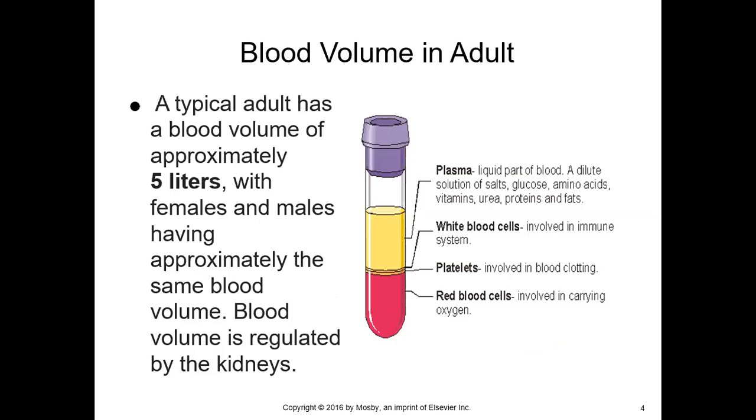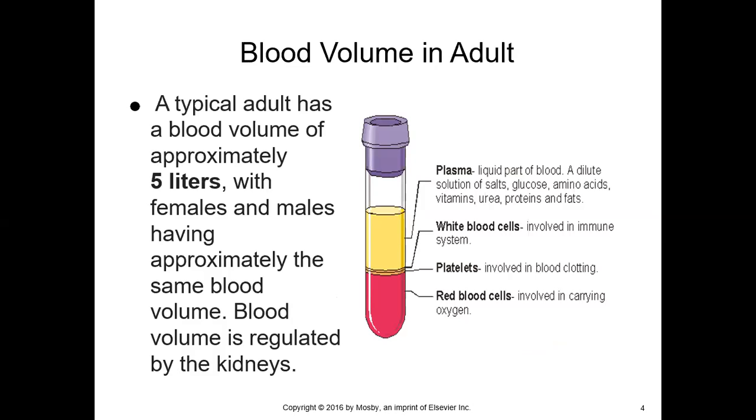So let's talk about a blood specimen. First of all, if we think about a diagnostic test, one of the most common that's performed is a blood specimen. So what actually is in the blood? And we've got that a typical adult has about 5 liters of blood in their body at one time. And that varies a little bit with male versus female.